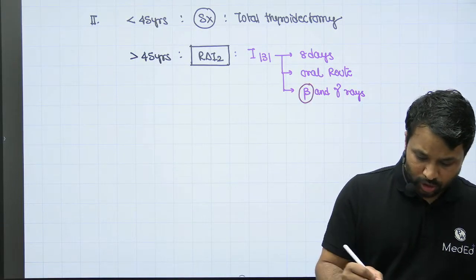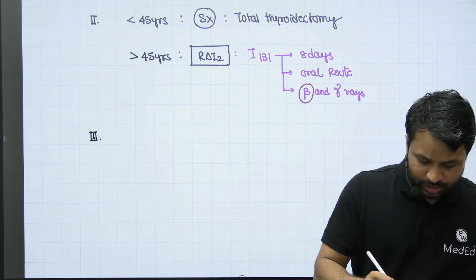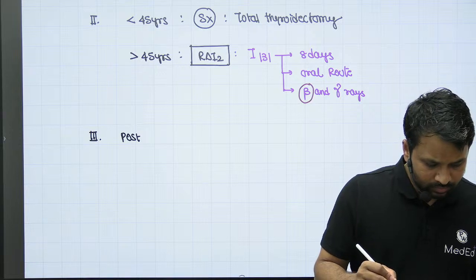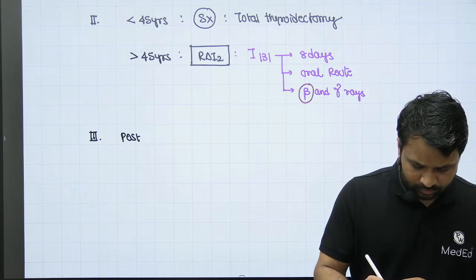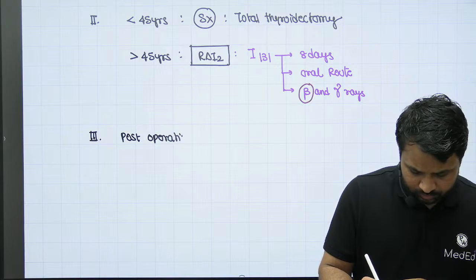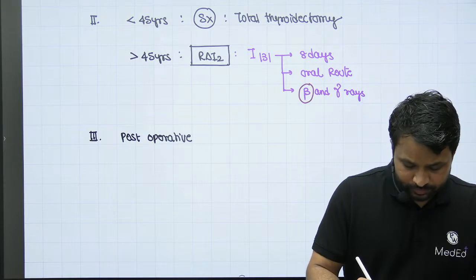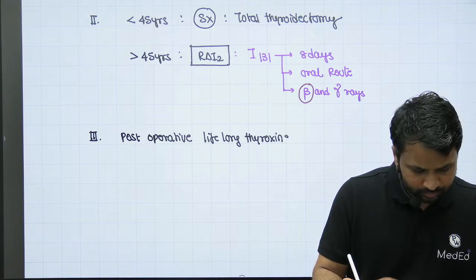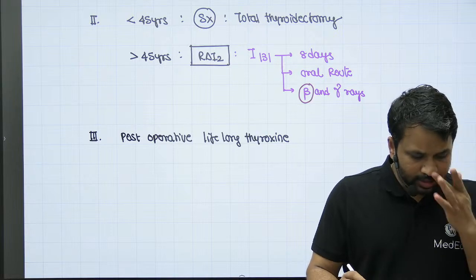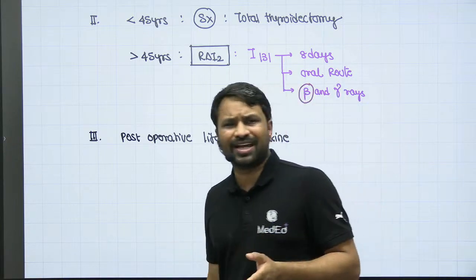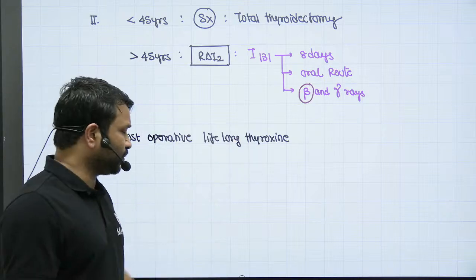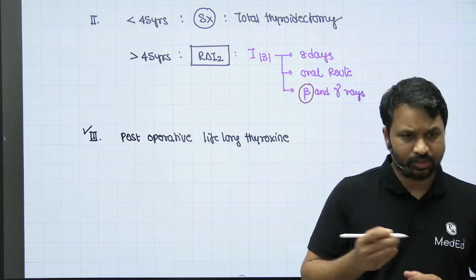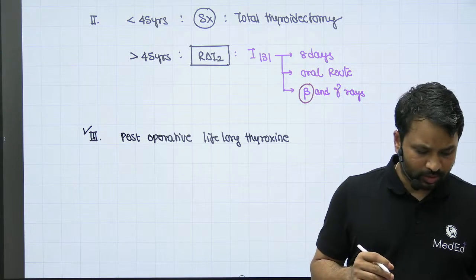The third thing that you should not forget in Graves' disease is post-operative lifelong thyroxine. It is a post-operative lifelong thyroxine because you have removed the entire gland. You cannot afford not to give the patient thyroxine. You have to put a lifelong thyroxine. So post-operative lifelong thyroxine has to be given.